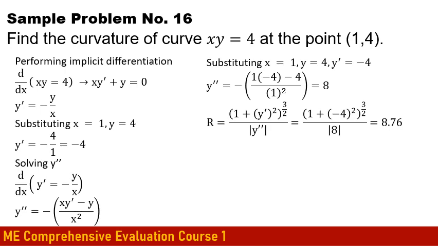So we can substitute all of these values now in the formula for the radius of curvature. The y prime is equal to negative 4, the y prime prime is equal to 8. So finally, we can get the radius of curvature as 8.76. So the radius of curvature is 8.76. The curvature is equal to the reciprocal, 1 over the radius of curvature. And this is what we are looking for in this problem, the curvature. So the curvature is 0.1141.